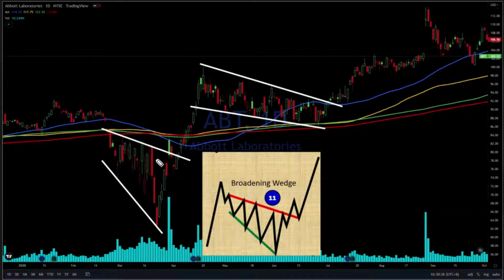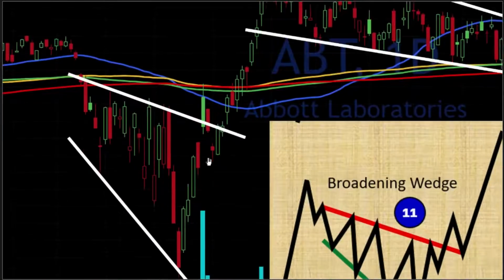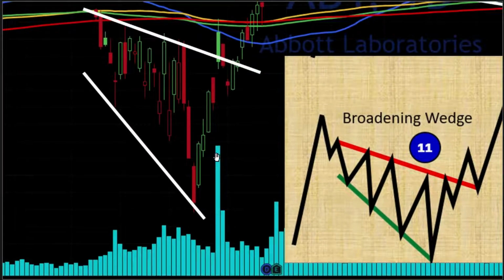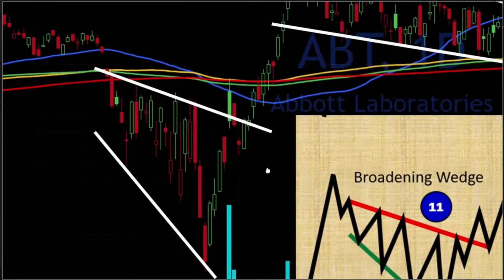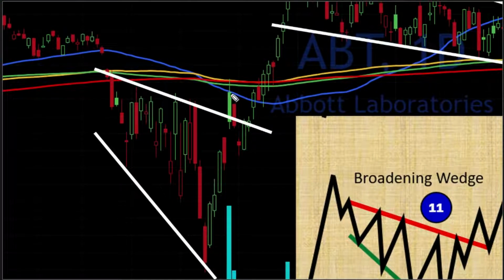And on this broadening wedge right here, you can see there are huge spikes of volume when this candle gaps up. Maybe we can zoom in a little bit right here. You can see this volume is higher than average volume, confirming that this is breaking out from the diagonal resistance.